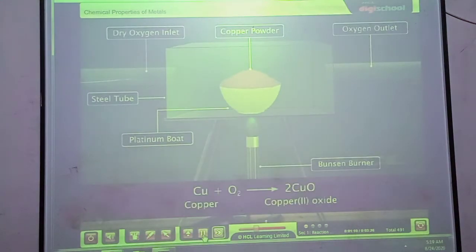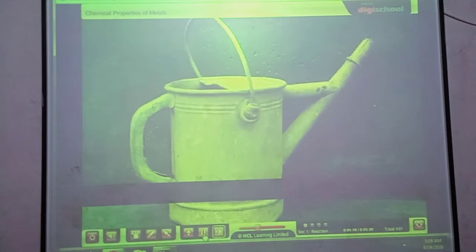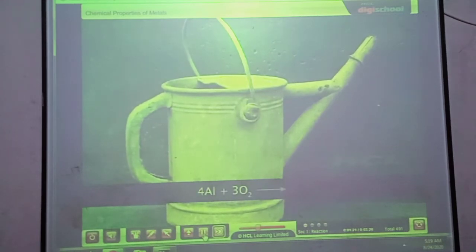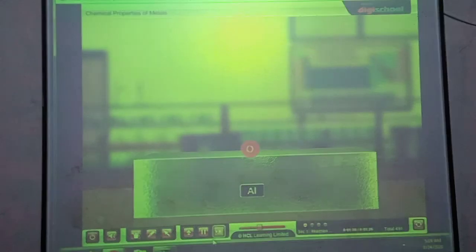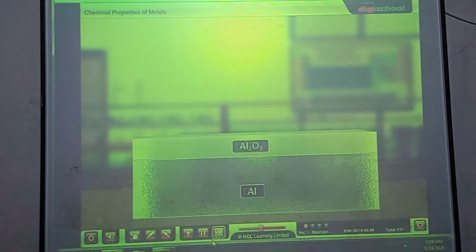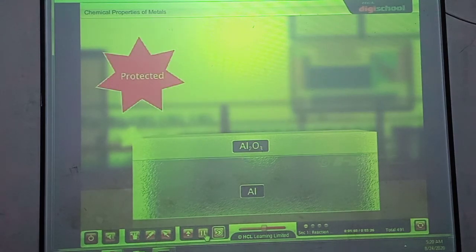When we heat copper in air, it combines with oxygen and becomes black copper oxide. Similarly, aluminium reacts with oxygen and forms aluminium oxide, also called alumina. On exposure to air, aluminium forms a white layer because of its reaction with oxygen. This white layer is aluminium oxide. This oxide coat over aluminium protects the metal from further rusting or corrosion.